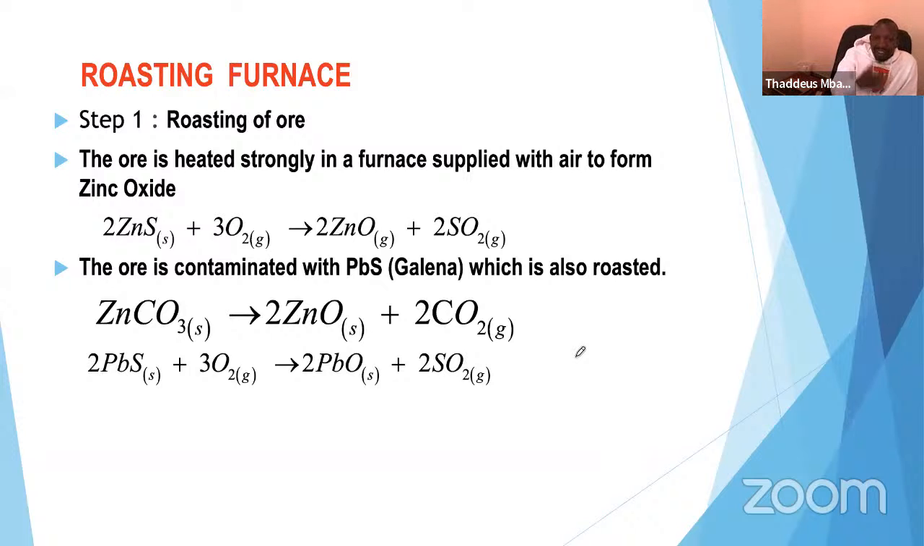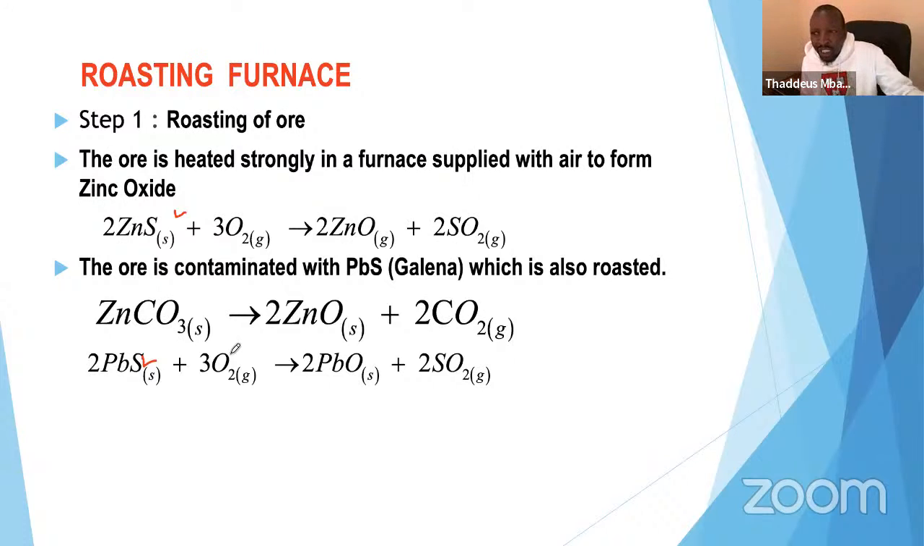So the first thing is to convert the ore into an oxide by simply heating it in air. But sometimes the ore is contaminated with galena, which is lead sulfide, which again you also burn in air to form lead oxide plus sulfur dioxide. There's no difference between those two equations. The only difference is this one is zinc sulfide, the other one is lead sulfide. And remember, the ore for lead is lead sulfide. So if we are going through this, we are also kind of learning about extraction of lead, because it's still going to follow the same route.